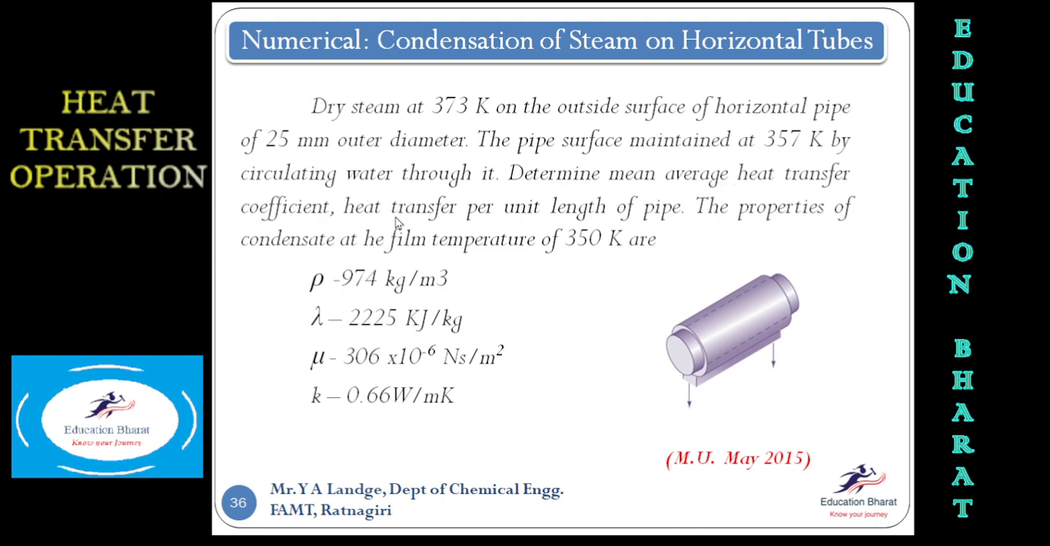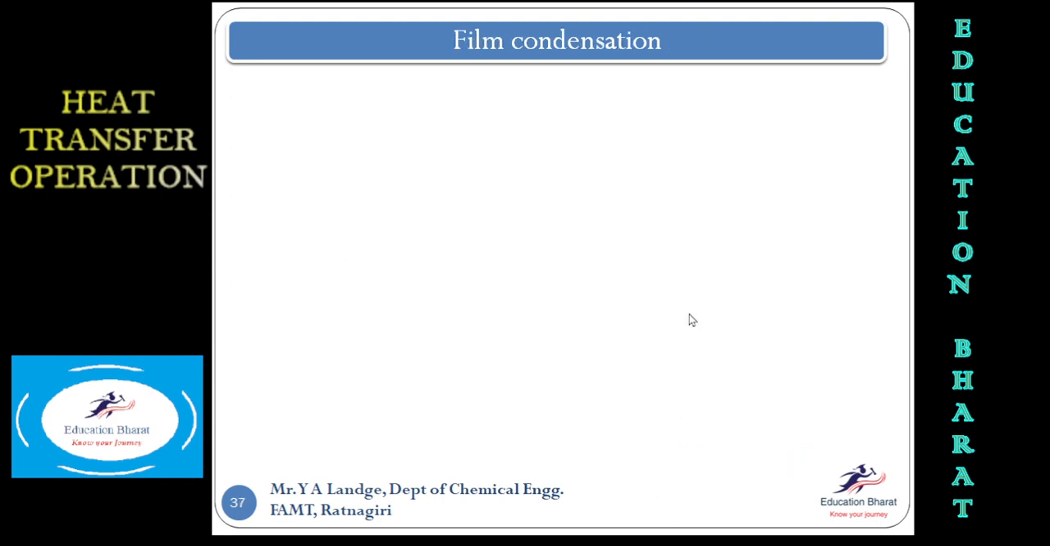Also we need to calculate the rate of heat transfer per unit length of a pipe, and the properties of the condensate are mentioned. So first, as the position is horizontal, we use the formula for a horizontal pipe on which the condensation takes place, and as it is a single pipe, there is no need to go for the other equation. So let's see which equation we need to use here.